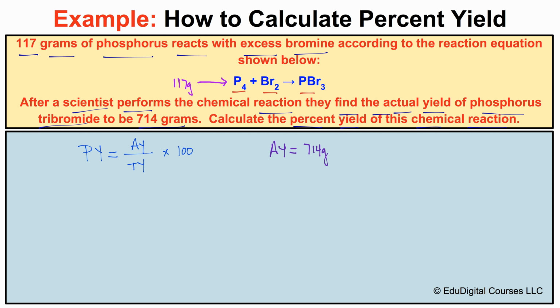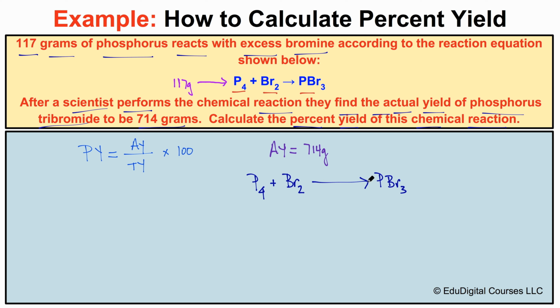So let's go ahead and rewrite this chemical reaction equation. In this chemical reaction equation, we have phosphorus reacting with bromine here, and this is going to end up producing phosphorus tribromide. So the very first thing that we have to do before we can calculate the theoretical yield is we have to balance the chemical equation. So let's go ahead and do that.